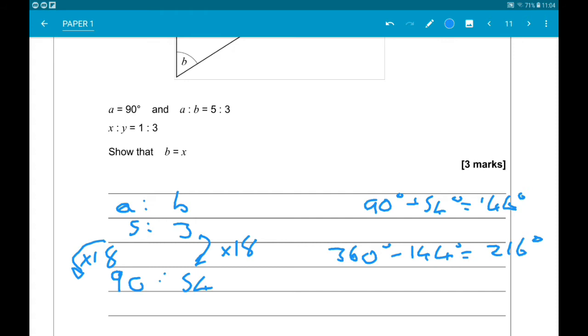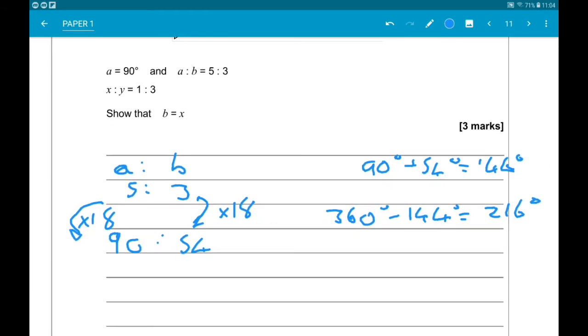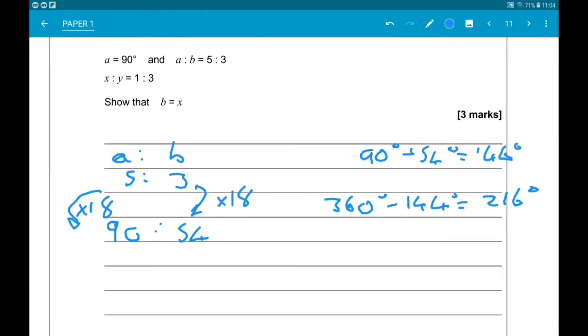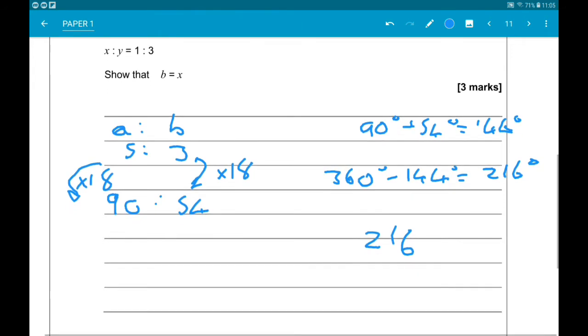Now we know X and Y are in the ratio 1 to 3. So now we're going to split 216 in the ratio X to Y 1 to 3.